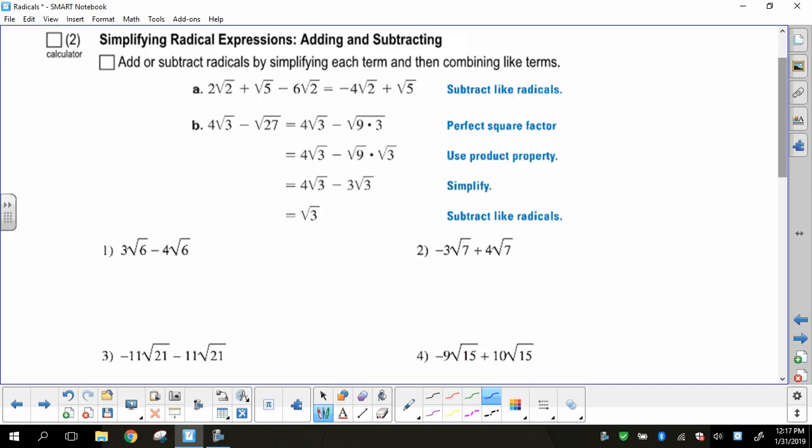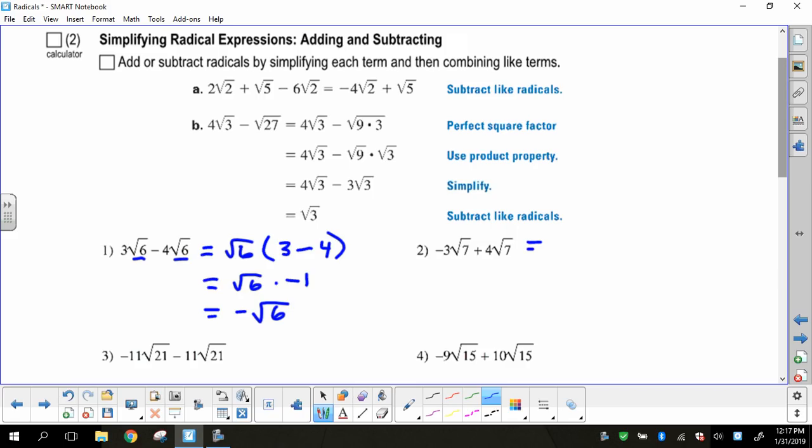And you notice that both of these have the square root of 6 multiplied by them. So that means we can use the distributive property, and we could write this as the square root of 6 times 3 minus 4. And 3 minus 4 is just negative 1. So it's negative 1 times the square root of 6, which we can just write as the negative square root of 6.